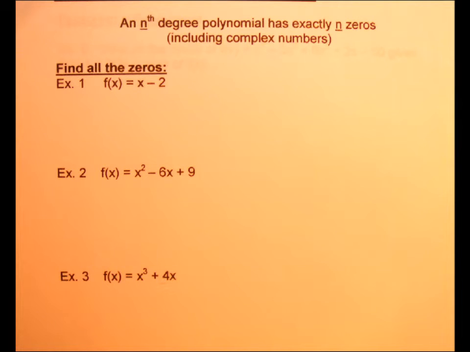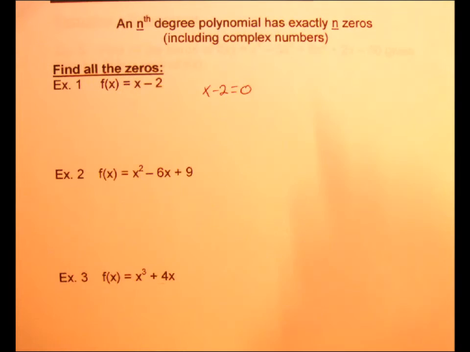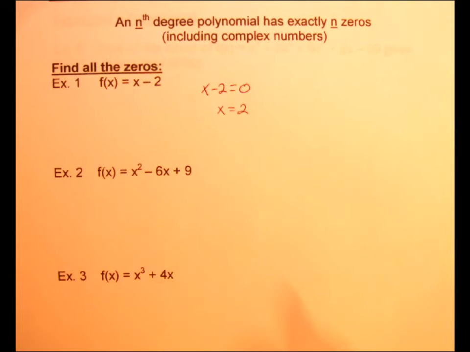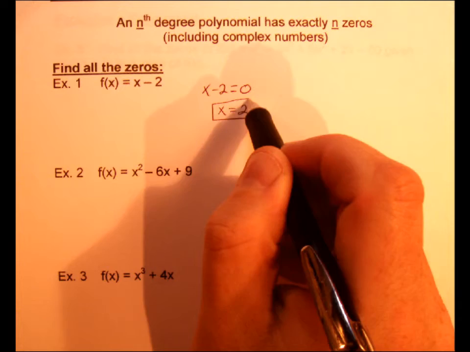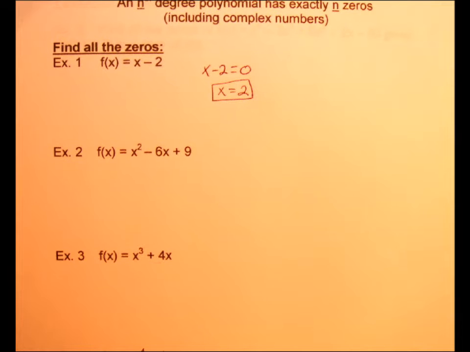So let's look at the first example, which is kind of an easier one. When you want to find the zeros of the function, all you do is set it equal to 0. So x minus 2 equals 0. So obviously that is just x equals 2. And that's just the simple answer there. That goes way back to your Algebra 1 stuff. Okay? So let's step it up a little bit to example number 2.